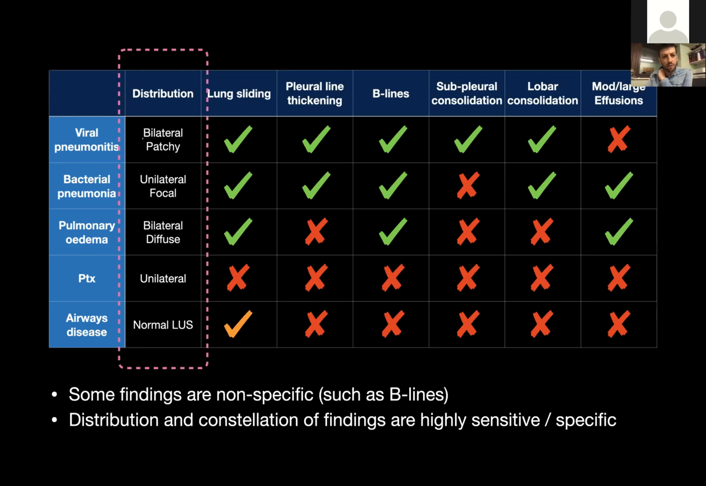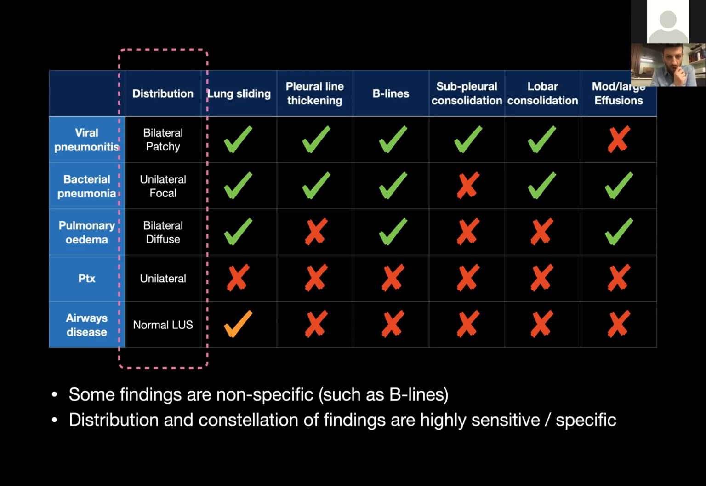So in a viral pneumonitis, you're going to get bilateral patchy changes, and although you'd see B lines in pulmonary edema, this is going to be more diffuse, and it's not going to have consolidative changes, and it's going to have a normal pleural line. In a bacterial pneumonia, again, you may see B lines. You're certainly going to see consolidative change, but it's going to be unilateral and focal.